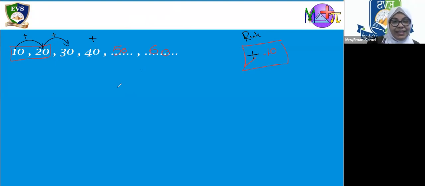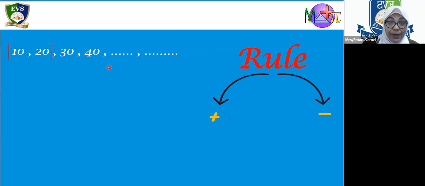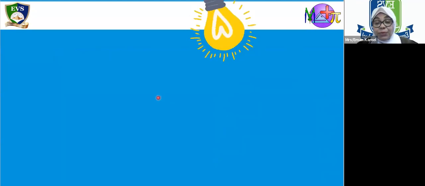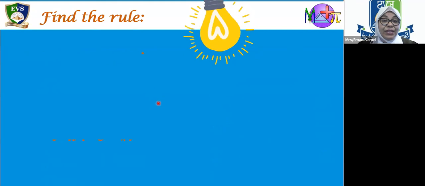So here, quickly again. Number one, you have to find the rule. How can I find the rule? Look at the pattern. It's going up or going down. If it is going up, it's a plus. And if it is going down, it's a minus. In this case, it is going up. After that, I don't know plus what. Take any two numbers, 10 and 20, 20 and 30, and so on, and subtract them.